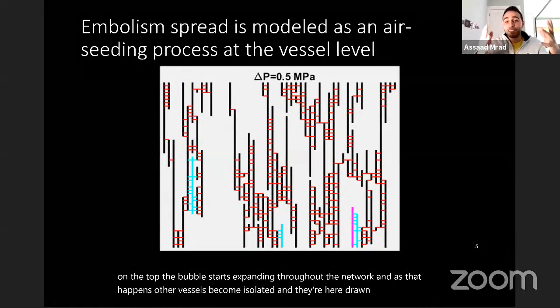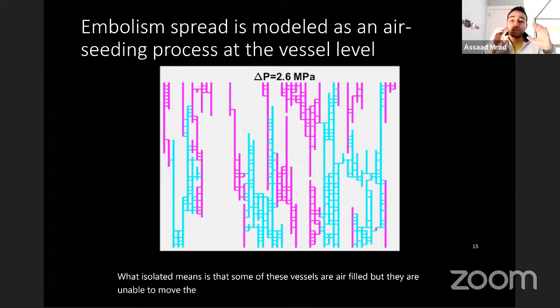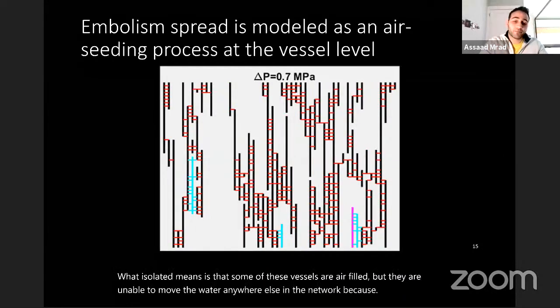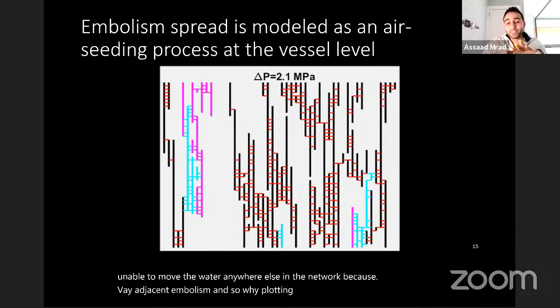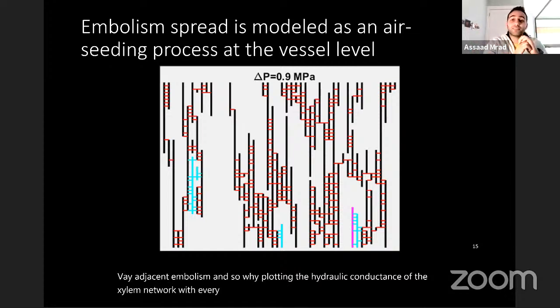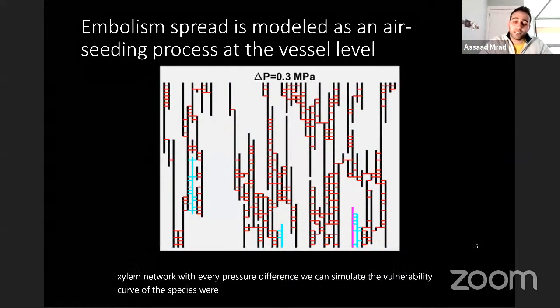What isolated means is that some of these vessels are air-filled, but they are unable to move the water anywhere else in the network because of an adjacent embolism. And so by plotting the hydraulic conductance of that xylem network with every pressure difference, we can simulate the vulnerability curve of the species we're studying. This is how vulnerability curves are generated using the computational model.